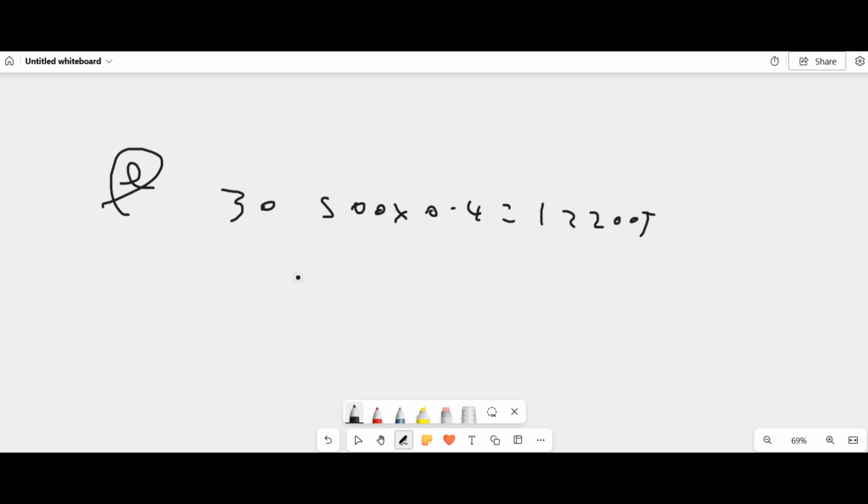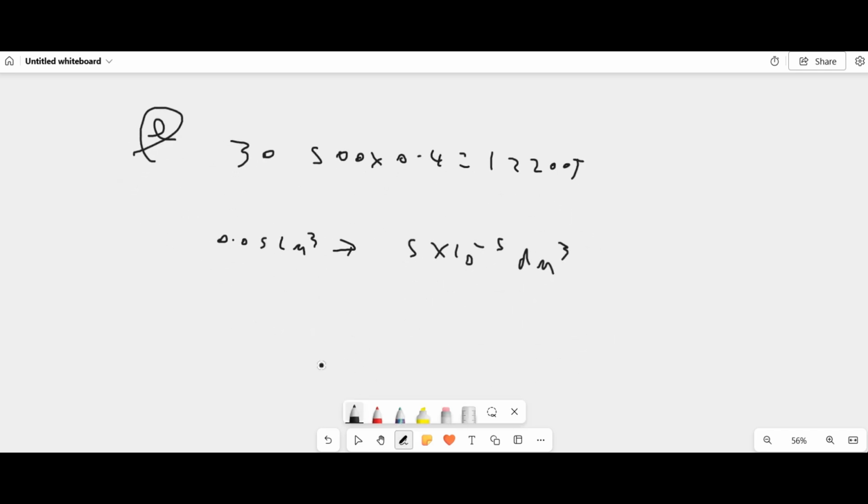Alright, calm. Now, obviously, it says that it's going to use 0.05 centimeter cube. So do that into decimeter. In decimeter, that's 5 times 10 to the minus 5 decimeter. Now, obviously, divide that by 1,000, you get that. Alright, calm.